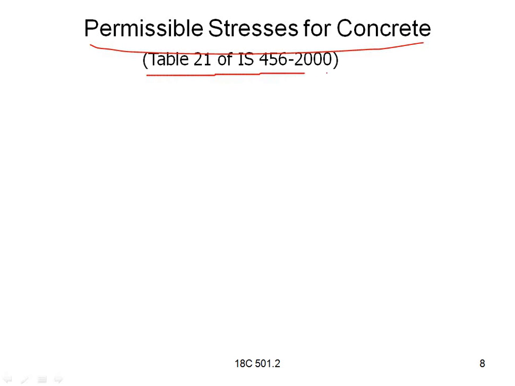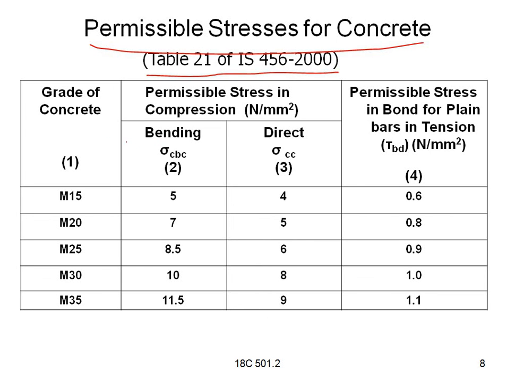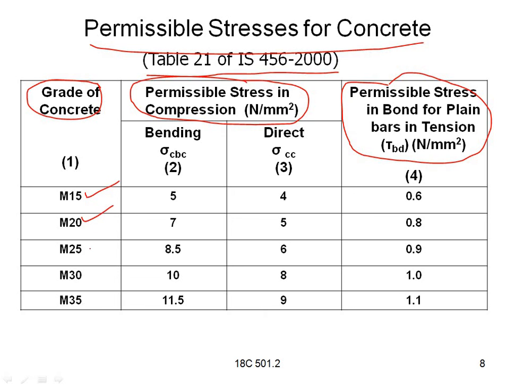So what are the permissible stresses for concrete? From table 21 of IS 456-2000, you can see the grade of concrete which is determined, and the permissible stress in compression in Newton per mm square, and the permissible stress in bond for plain bars in tension, tau BD, Newton per mm square, for M15, M20, M25, M30, M35.